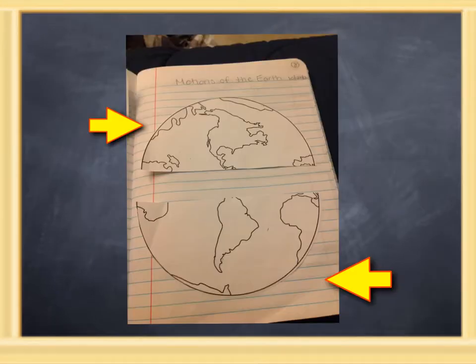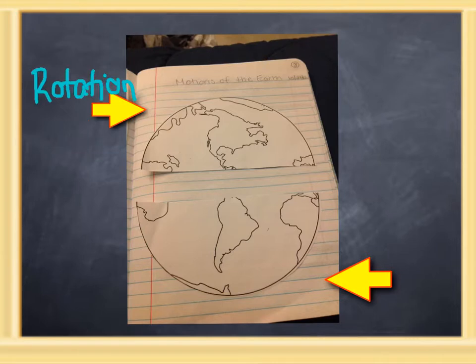Please turn to your foldable on page 8. We're going to go through the two different motions the Earth goes through. Those two different motions are rotation and revolution. The top side is going to be the rotation side. Please write rotation where the arrow is pointing to.